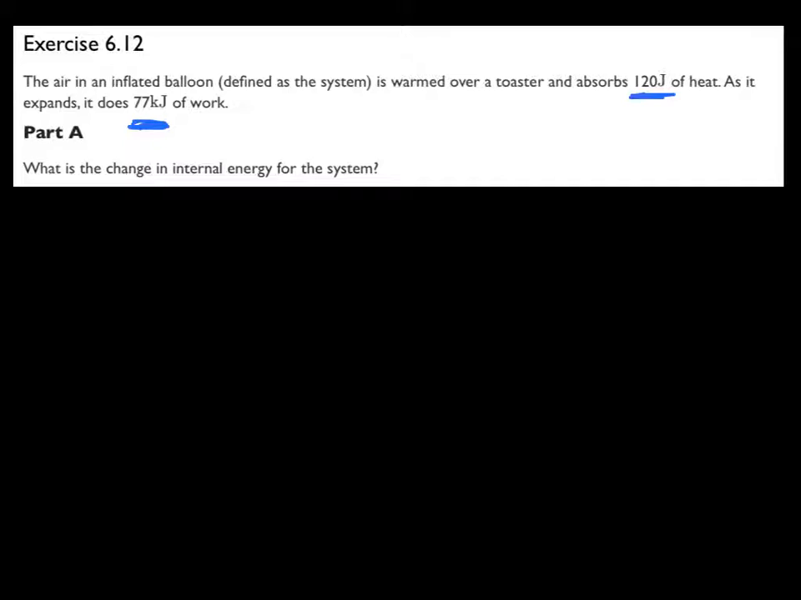We've got to have them in the same units. And if you look, the problem wants the answer to be in kilojoules, so we might as well just convert 120 joules to 0.12 kilojoules. So let's write that right here. 0.12 kilojoules. Alright, so let's get back to the problem. Well, we just write it out. Delta E equals Q plus W. Alright, so what is what?